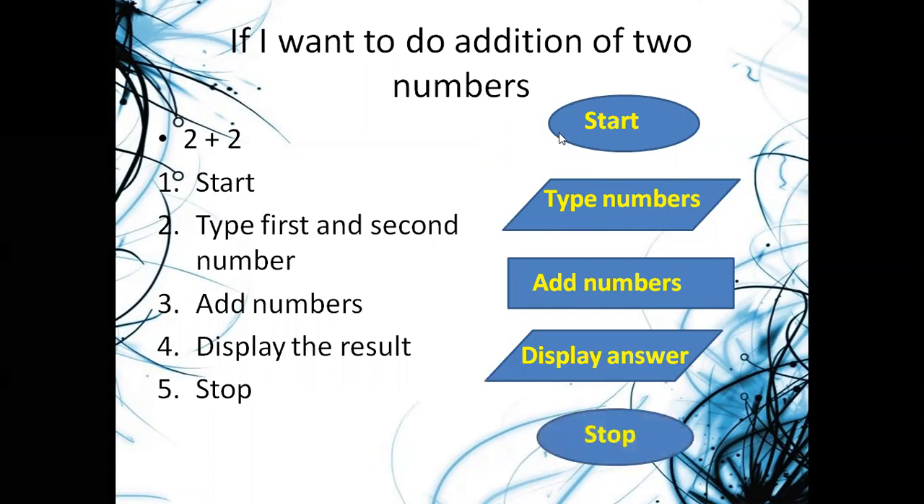So first start and last stop. In between, this is the input box where we will type two numbers. This is the processing box. Here the computer will do the process and it will show the result. So for showing the result, we will use the input output box. Here it is used as an input box. Here it is used as an output box. And how is the program flowing? The program is flowing from top to down. So these flow lines we have used here. I hope you got what I have said. So this is one simple algorithm and flowchart to do addition of two numbers.